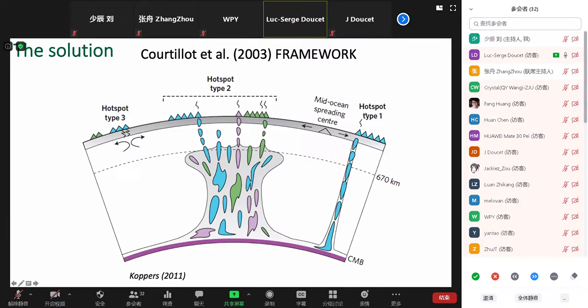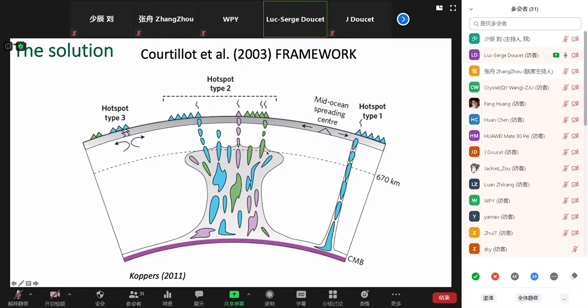You have the type 1 hotspot, which is rooted down below at the core-mantle boundary up to the surface, producing a hotspot track. You have the type 2 hotspot, which is sampled by the superplumes, and you have the type 3 hotspot, which is just the upper mantle, right? And among these, you have the mid-ocean ridge that just samples the shallowest part of the mantle.